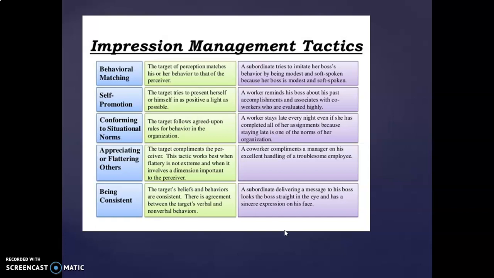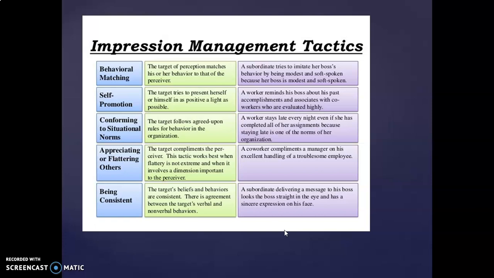The first one is behavioral matching. In this, a subordinate tries to imitate her boss's behavior by being modest and soft spoken. Whatever the boss is doing, I will also show the same kind of behavior in front of boss to impress him. Second is self promotion. As a worker, I will remind the boss about my past accomplishments, my contacts with people, and my educational achievements, all this. So in this way I can impress.